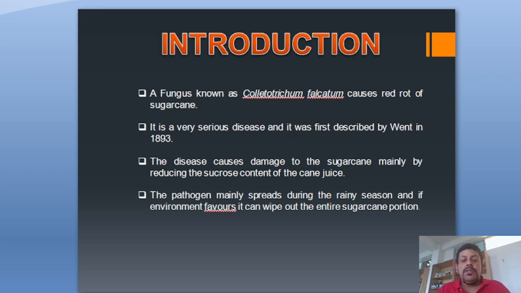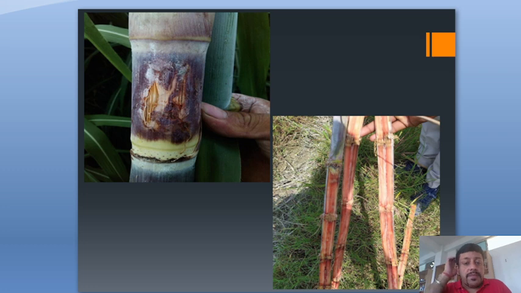The pathogen mainly spreads in the rainy season, because we know the rainy season is a very favorable condition for any plant pathogen to get attached to the host, because a minimum temperature of 24 to 25 degrees centigrade is very important for any pathogen to invade through the stomatal openings of the plants, mainly in the morning time. So that is the spread. You can see the symptoms, how the internode area is affected.